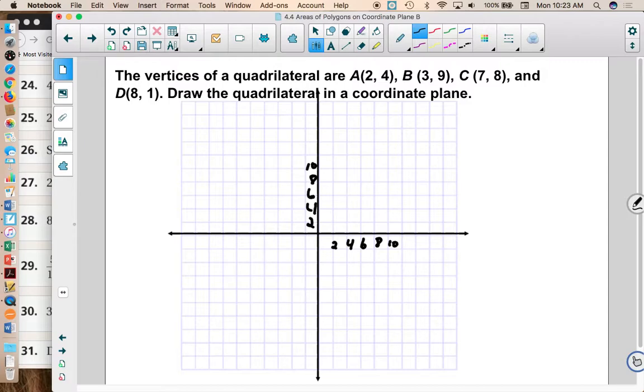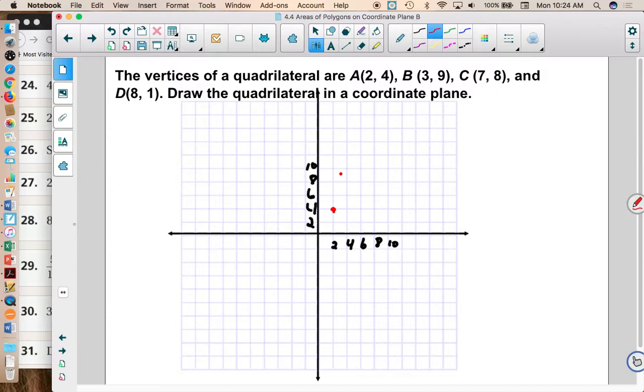Okay. So A is at (2, 4). Have you got a point at (2, 4)? B is at (3, 9). Well, 3 is going to be halfway between 2 and 4. And 9 is going to be halfway between 8 and 10. Do we agree? So about there. Makes it harder when you're splitting it like that, but it works. We can make it work.